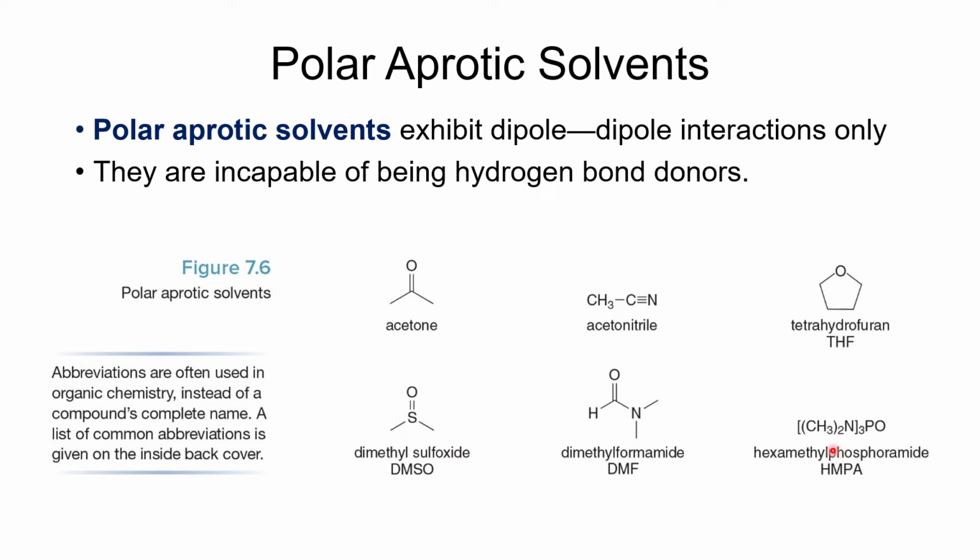DMSO, DMF, and HMPA. You'll notice all of these have polar bonds in them: carbon-oxygen, carbon-nitrogen, sulfur-oxygen. Okay, so they all have polar bonds in them, but they do not have hydrogens that are capable of hydrogen bonding. So there are no hydrogens that are covalently bonded to nitrogen, oxygen, or fluorine in any of these molecules. So that makes all of these polar aprotic solvents.